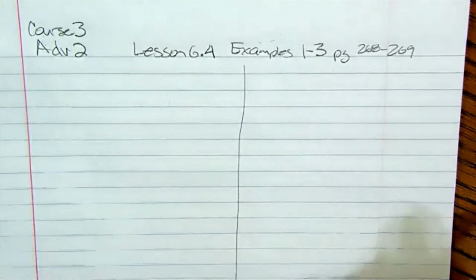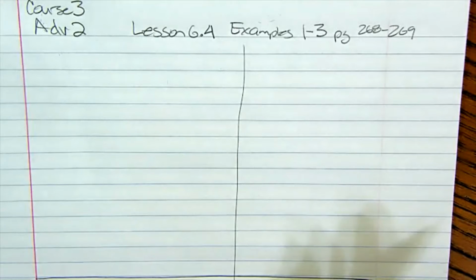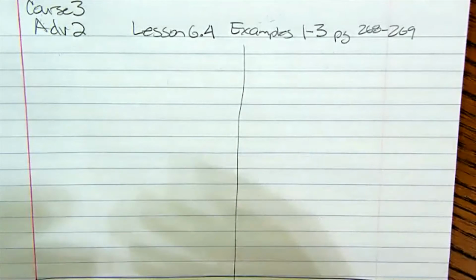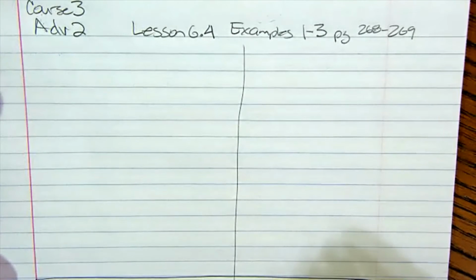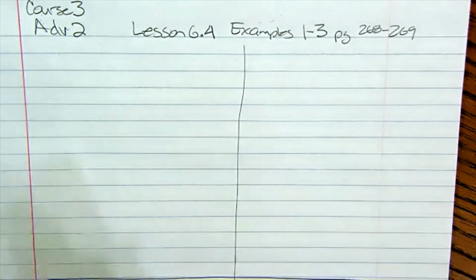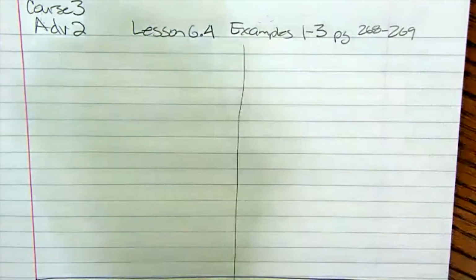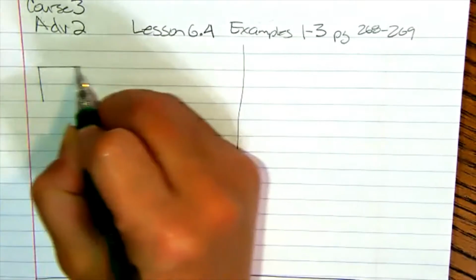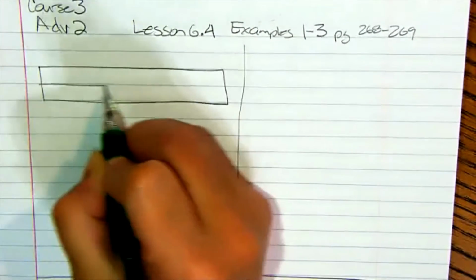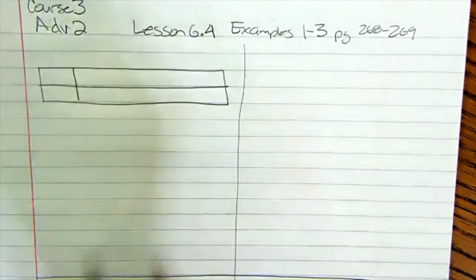Okay, before we left on break, we were working with tables and trying to determine whether tables were linear or nonlinear. Now remember, every table we give you at this point is a function. Everything we're giving you is a function, so you don't have to determine whether it's a function or not. But we do need to determine if it is a linear function or a nonlinear function.